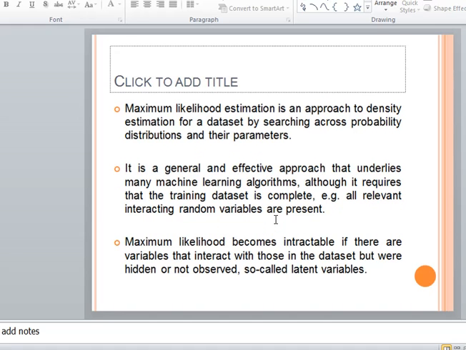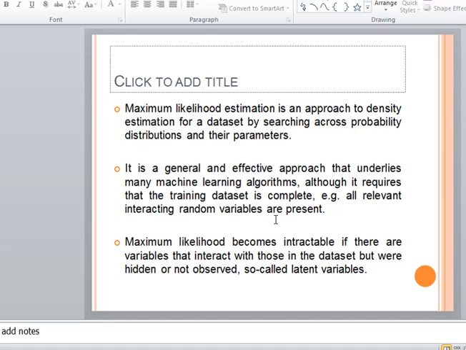So maximum likelihood estimation is an approach used for density estimation, right? The maximum likelihood estimation is a density estimation approach for a data set by searching across probability distributions and their parameters. I think I also discussed the probability distributions in the early lectures, so I hope this is clear to everyone. It is a general and effective approach that underlies many machine learning algorithms, right? So I am talking here about the maximum likelihood estimation.